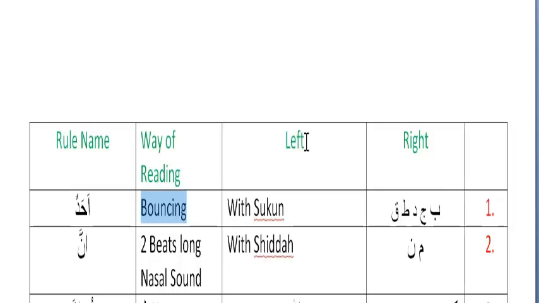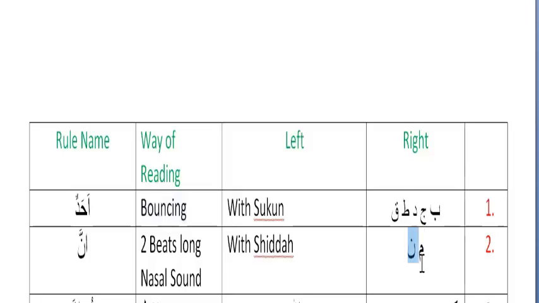So whenever we see ba, jim, dal, ta, qaf with sukoon, wherever it is, or even if any one of these letters comes at the end of a sentence where we stop, or in any place where we will stop, then still we will read the letter with sukoon, with a bouncing sound, because when we stop, mostly we read with sukoon. Will you remember that? Yes. Okay.